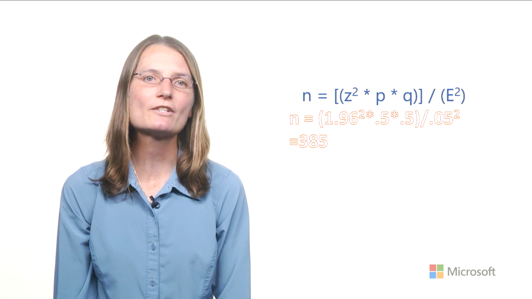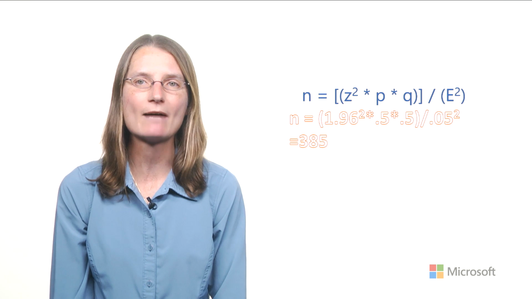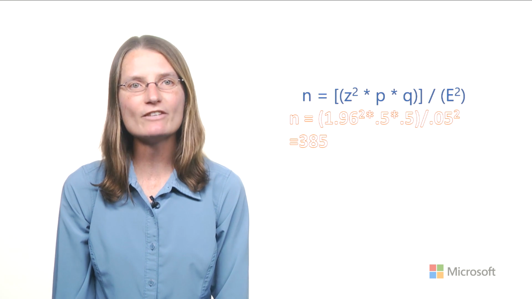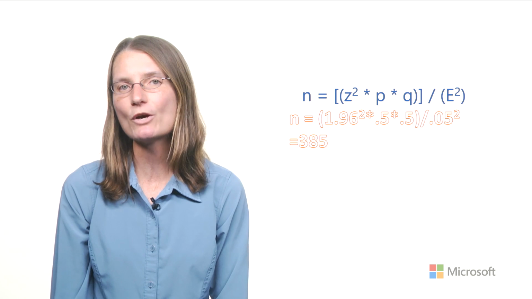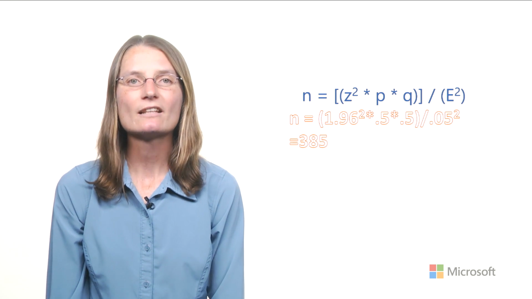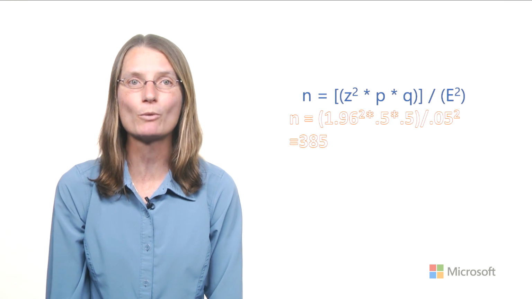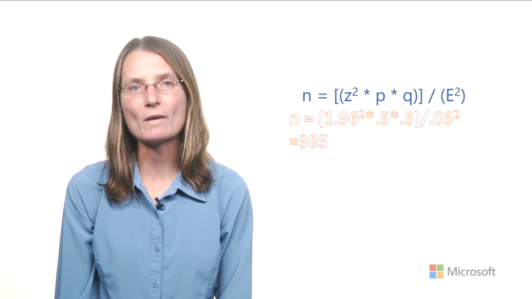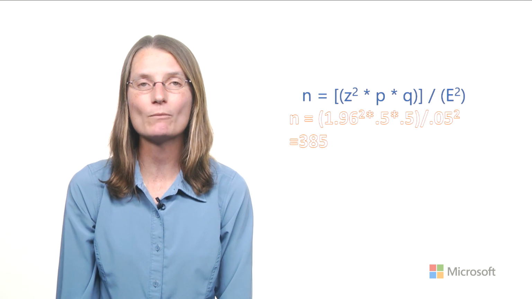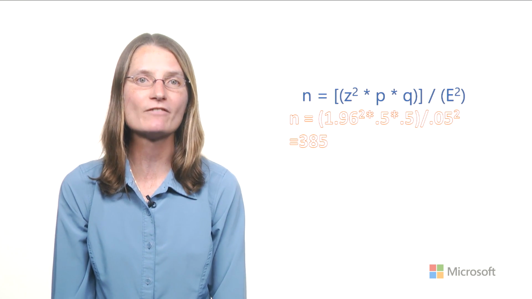Let's imagine that we want a result to be within 5% with a confidence level of 95%. Given that our confidence level is 95%, we know that the Z is 1.96. Let's assume we don't know the population proportion or the sample proportion, so we'll use 0.5. In this case, 1.96 squared multiplied by 0.5 times 0.5 and then divided by 0.05 squared gives us a result of 384.16, meaning that we will need 385 people to be 95% confident that our result is plus or minus 5%.